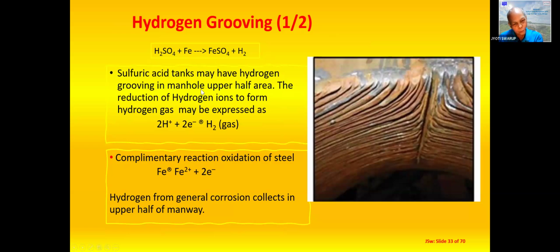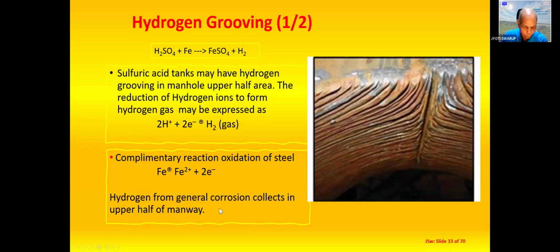Now, sulfuric acid tanks may have hydrogen glowing in the manhole upper half area. Remember this, manhole upper half area. The reduction of hydrogen ions to form hydrogen gas may be expressed as 2H+ + 2 electrons = H2, and the complementary reaction, the oxidation of steel, is Fe2+ + 2 electrons gives you Fe.